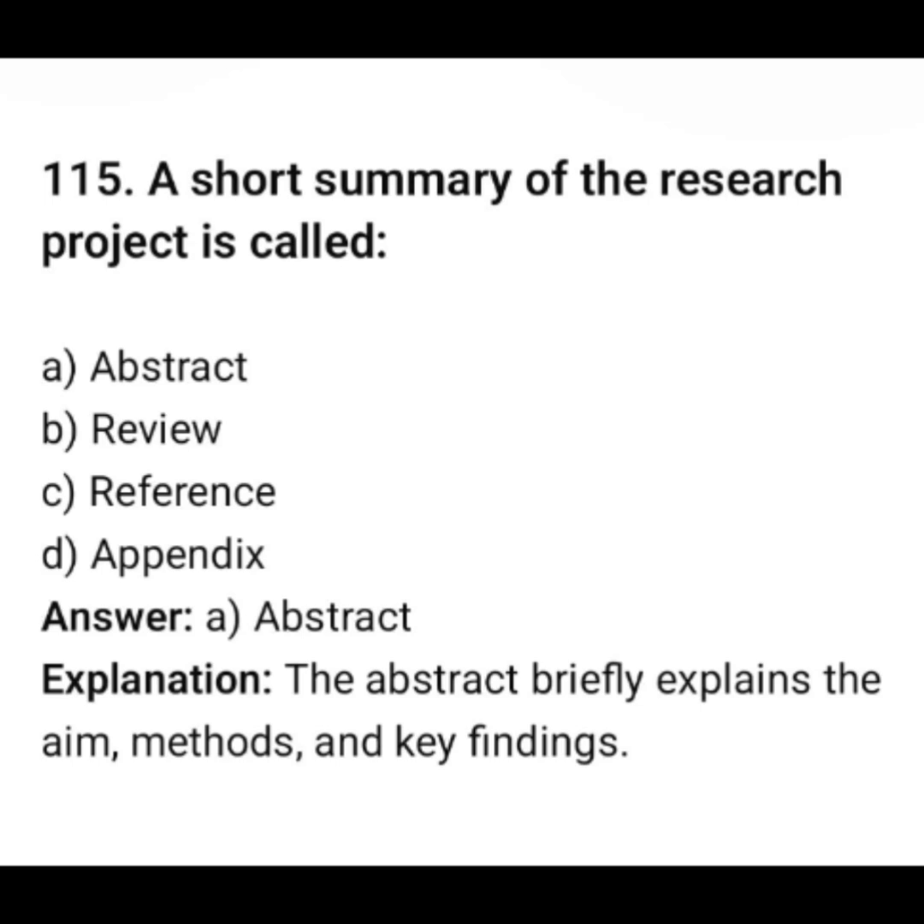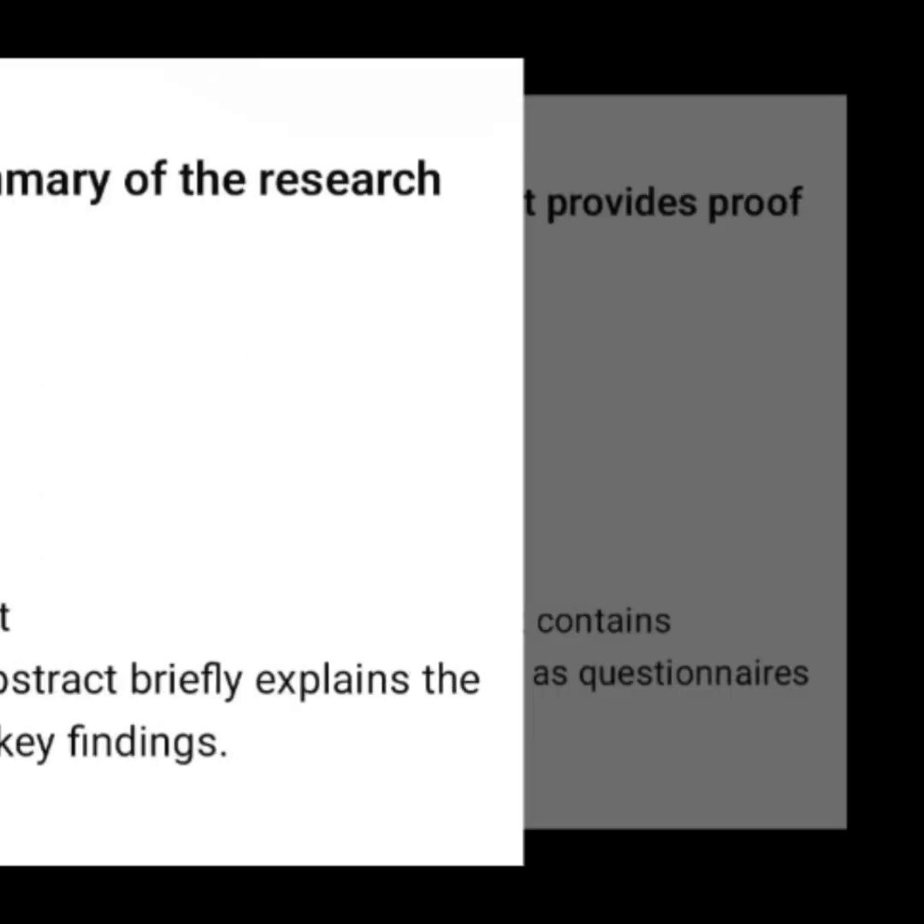A short summary of a research project is called abstract, review, reference, appendix. The correct answer is option A, abstract. The abstract briefly explains the aim, methods, and key findings.